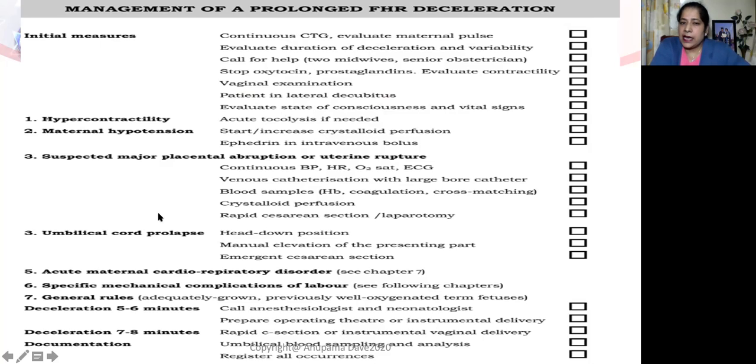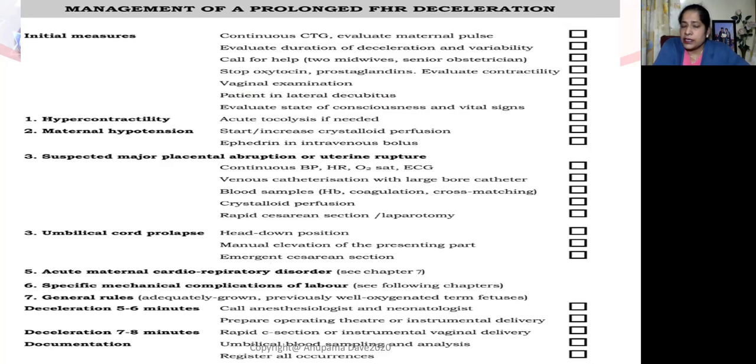If there is placental abruption, again, rapid cesarean section is advised or an immediate delivery if the cervix is fully dilated. If there is umbilical cord prolapse, head down position, manual elevation of the presenting part, and an emergency cesarean section. Acute maternal cardiorespiratory arrest should be managed accordingly. Specific mechanical complications like shoulder dystocia and umbilical cord prolapse have to be managed accordingly.